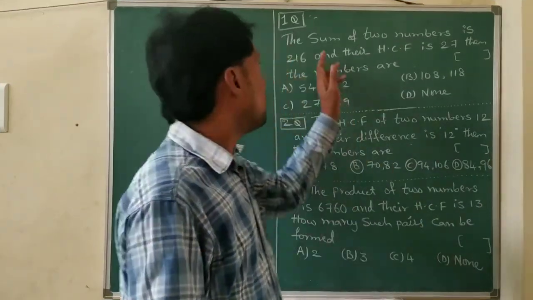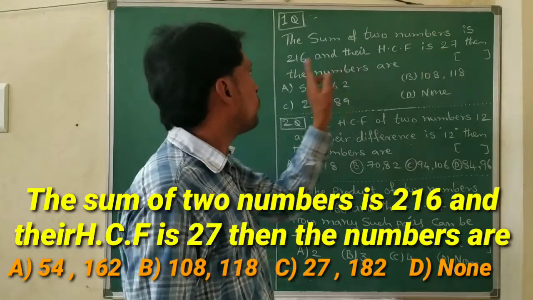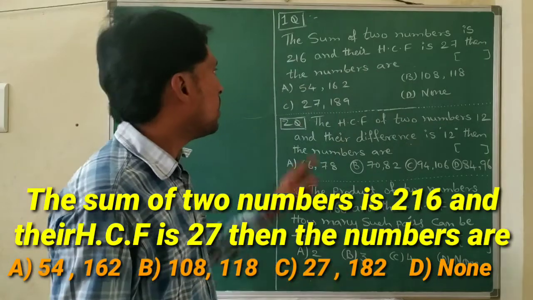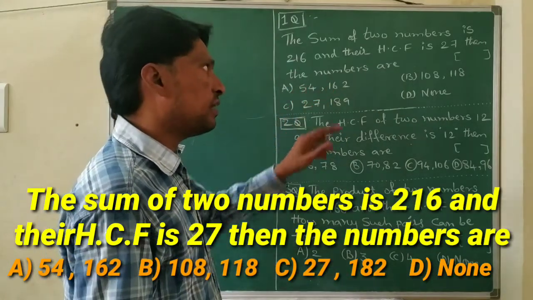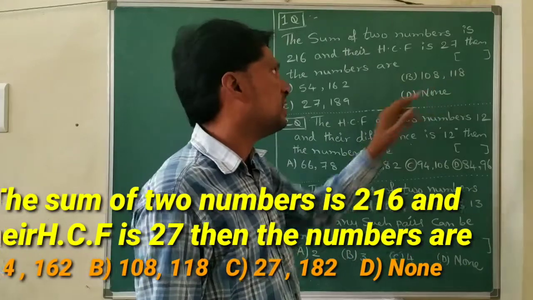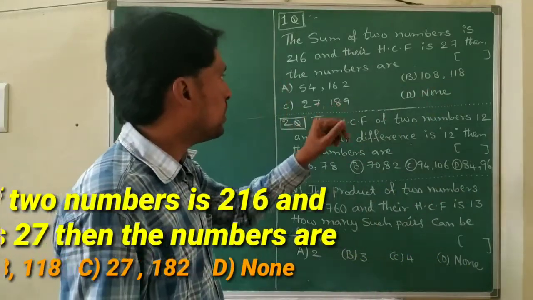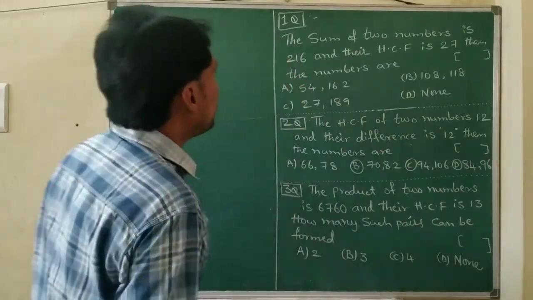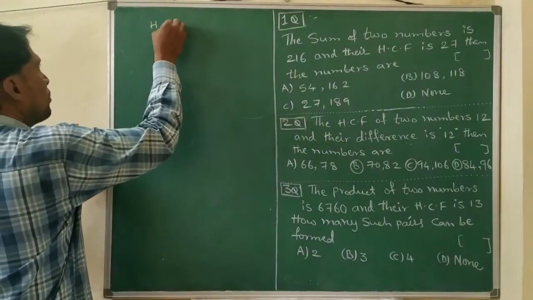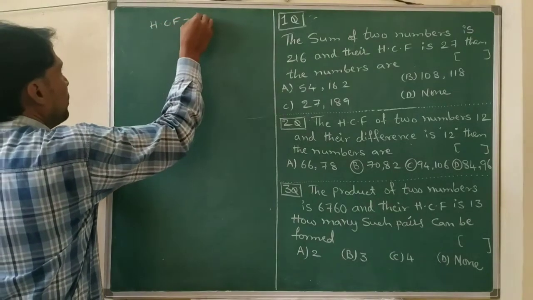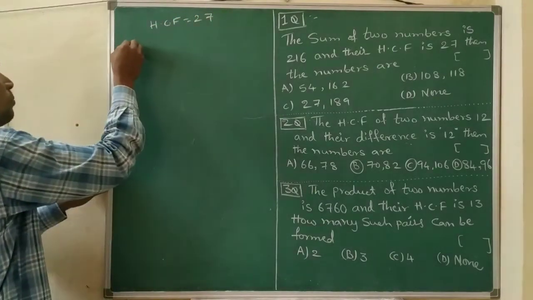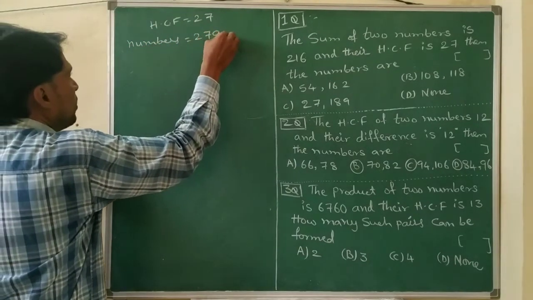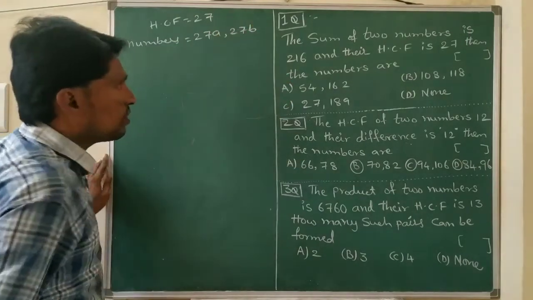Let us see question number 1. The sum of two numbers is 216 and their HCF is 27. Then the numbers are: option A 54, 162; B 108, 118; C 27, 189; D none. So here HCF is given. The HCF of the two numbers is 27, so let the numbers be 27A and 27B.